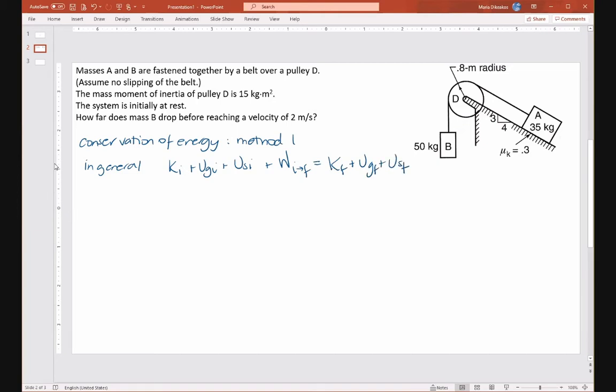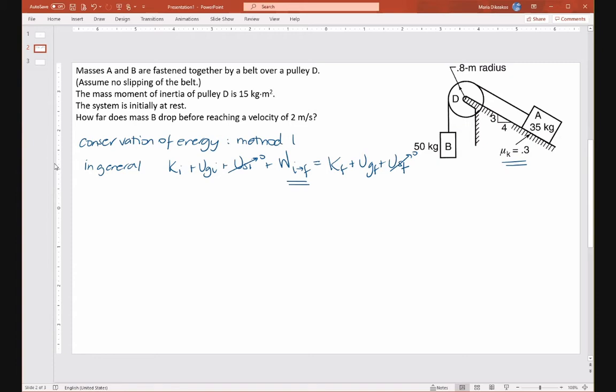Now, in this case, we have three objects. So we're going to have three kinetic energies, three gravitational potential energies. We have no springs, so this does not play a role. We're not told that, oh, actually, we are told there is friction. So we have friction here that we have to take into account. And we're told that the whole system starts from rest. So K initial is going to be 0 for all of them. But in general, we don't have the spring potential energy. And so we have this.